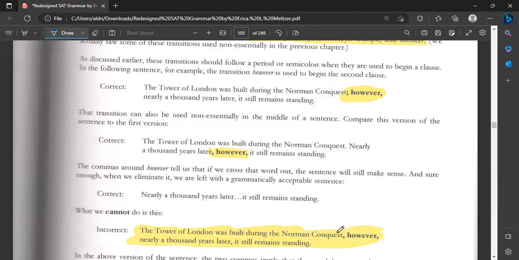But I would say not necessarily, because it's the word however. But you tell me what happens if you do this. I'm going to cross out the word however. Then can you read the sentence and tell me if you see what's wrong now? London was built in the Norman conquest nearly 1,000 years later. It still remains standing.